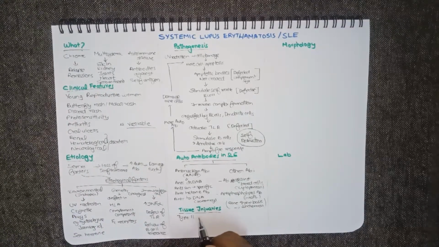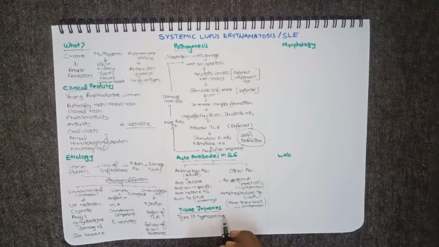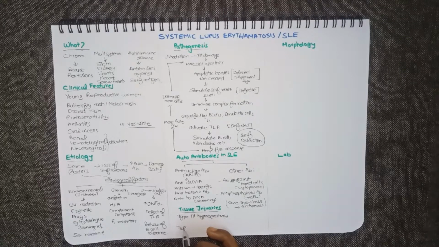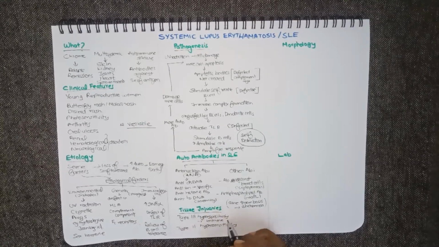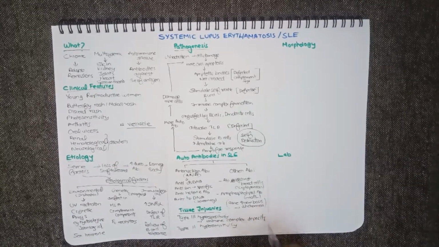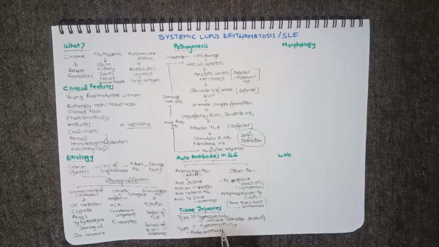Now, what are the types of tissue injuries seen in SLE? Mainly there are two types. They are the type 3 hypersensitivity and type 2 hypersensitivity. And as we know, type 3 hypersensitivity involves injuries due to the deposition of antigen antibody complexes, whereas type 2 hypersensitivity is due to autoantibodies.